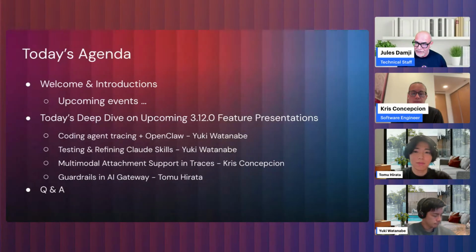And then we're going to go into the technical deep dive on some of the features that are coming up in 3.12: coding agent and tracing by an OpenClaw. Yuki is going to share that by giving us a deep dive into that. And then we're going to find out how you can evaluate, test, and refine your coding skills. Everybody these days is just writing skills left and right, so this would be a good education to figure that out.